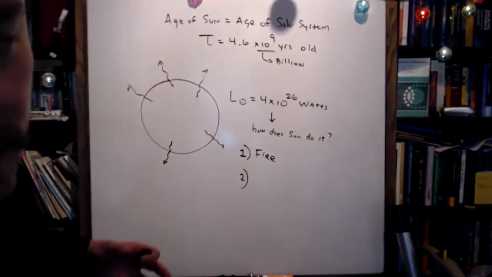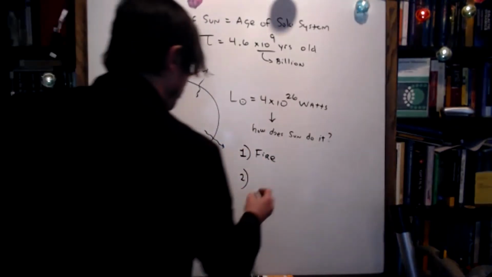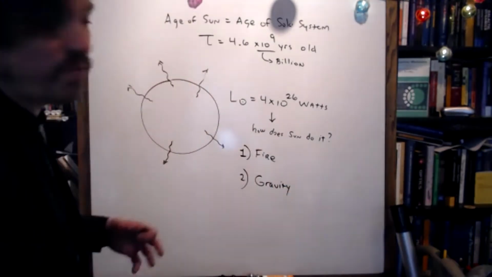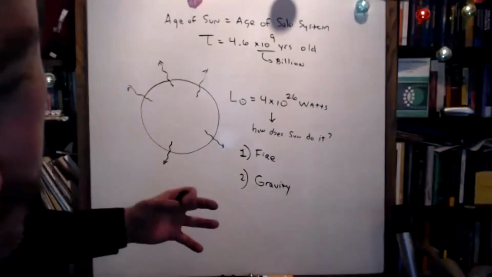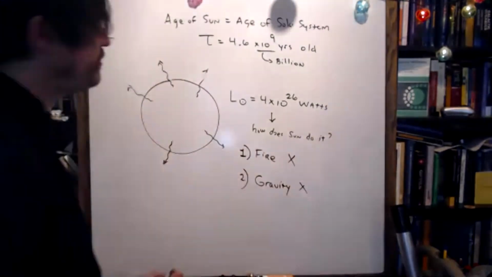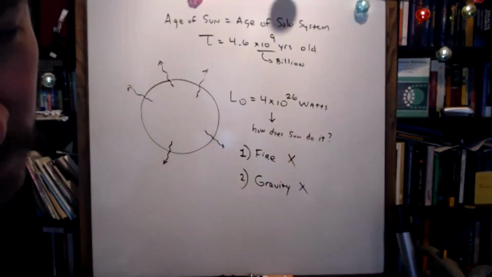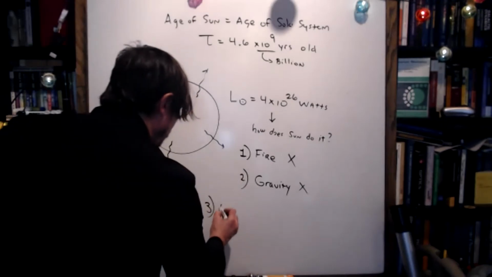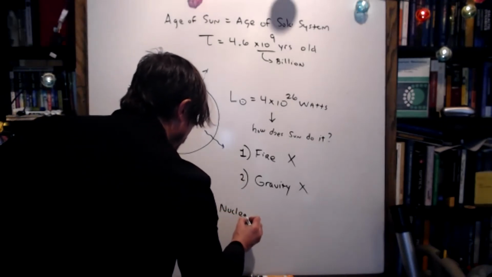You can also generate light through gravity. And while the sun did originally shine due to gravity, today, neither fire nor gravity can explain the light output of the sun. The sun continues to get its energy from nuclear fusion.